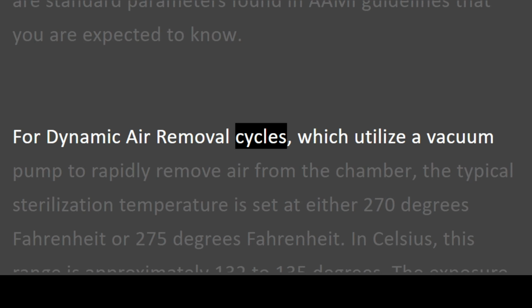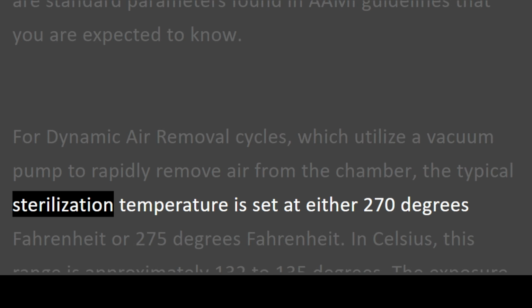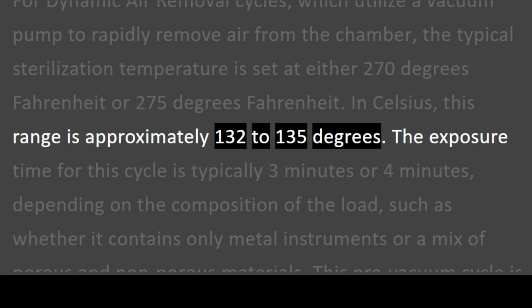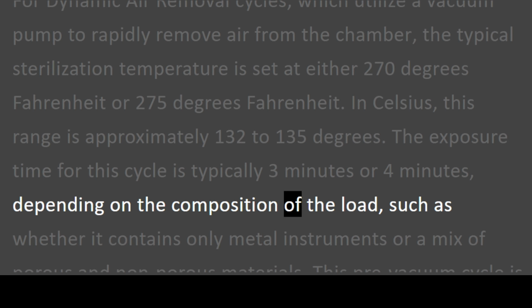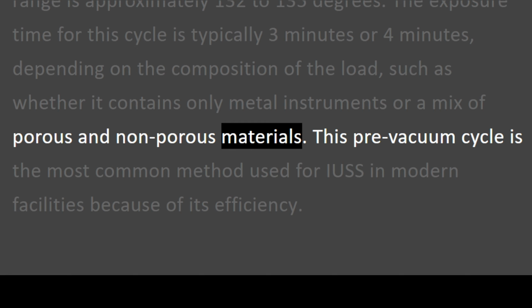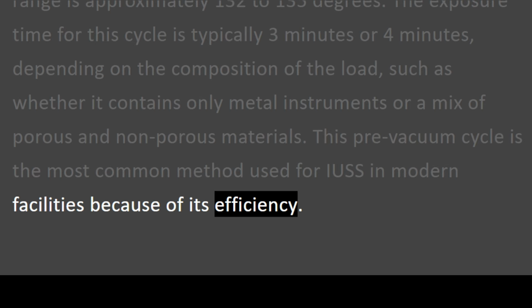For dynamic air removal cycles, which utilize a vacuum pump to rapidly remove air from the chamber, the typical sterilization temperature is set at either 270 degrees Fahrenheit or 275 degrees Fahrenheit. In Celsius, this range is approximately 132 to 135 degrees. The exposure time for this cycle is typically 3 minutes or 4 minutes, depending on the composition of the load, such as whether it contains only metal instruments or a mix of porous and non-porous materials. This pre-vacuum cycle is the most common method used for IUSS in modern facilities because of its efficiency.